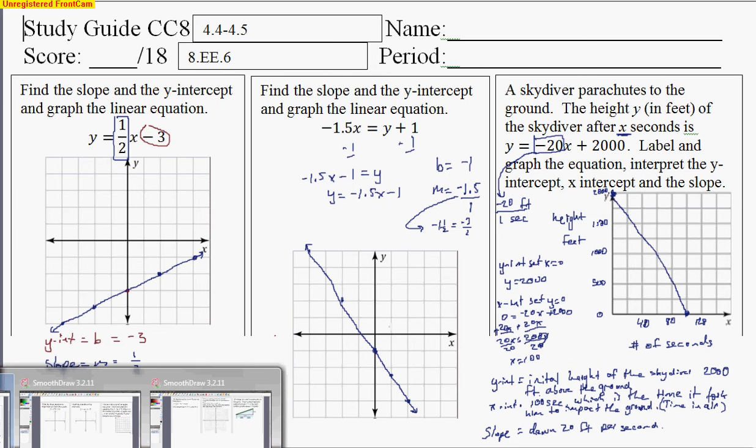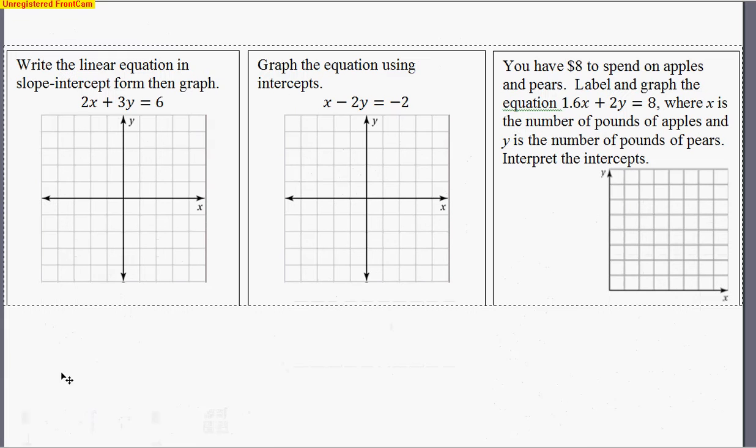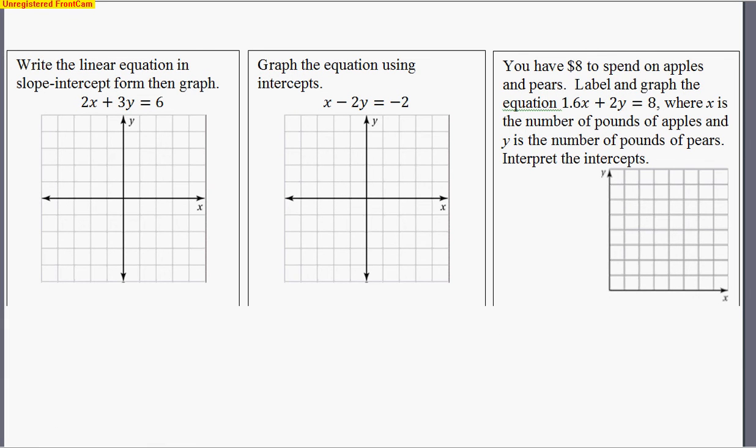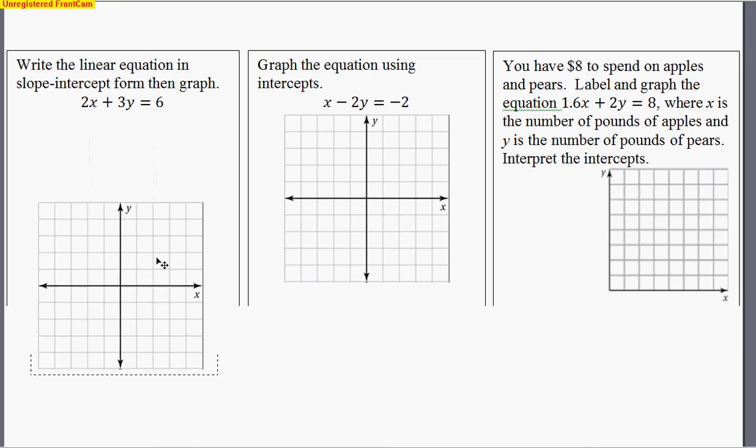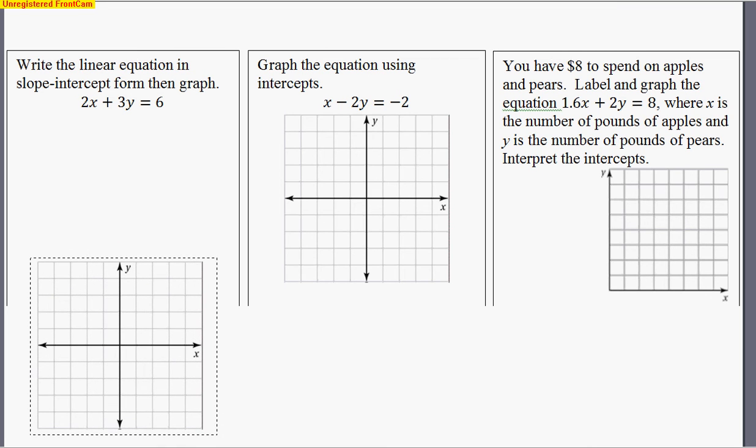Let's take a look at our next problem. And it says to write the equation in slope-intercept form, then graph. So I'm going to do the same thing. We're going to end up starting by moving that x term over. And so we're going to subtract the 2x from all sides. Now when I do that, I'm still left with this 3y equals, and then I'll rewrite negative 2x plus 6. So from that point, I'll divide by 3.